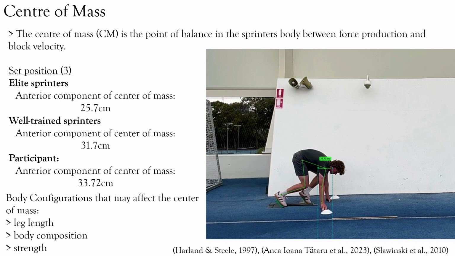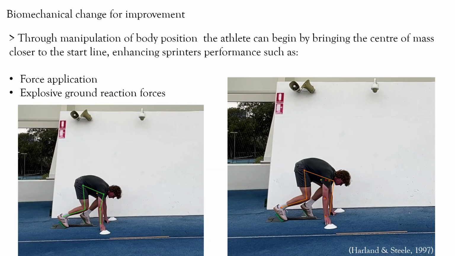Elite athletes are evident to have their center of mass 25.7 centimeters from the start line, with well trained around 31.7. In this case, it can be seen that our athlete positions their center of mass 33.72 centimeters from the start line. This can be due to experience and their body configuration, such as their leg length, body composition, and strength. In correcting the participating athlete's center of mass in the set position, certain changes can be made to improve the performance according to the goal of increasing maximum acceleration.